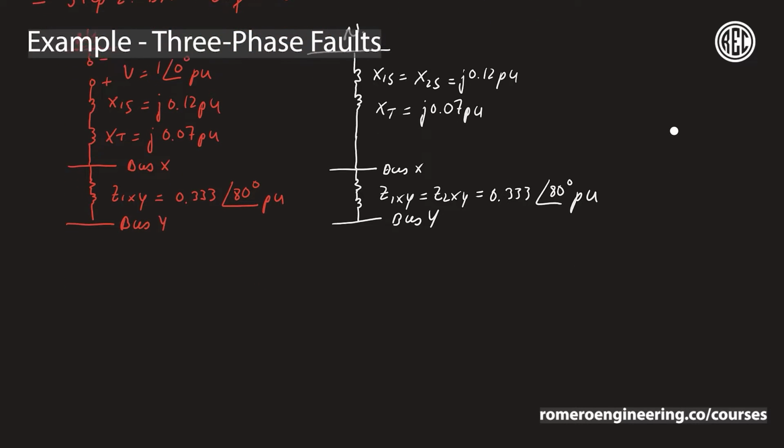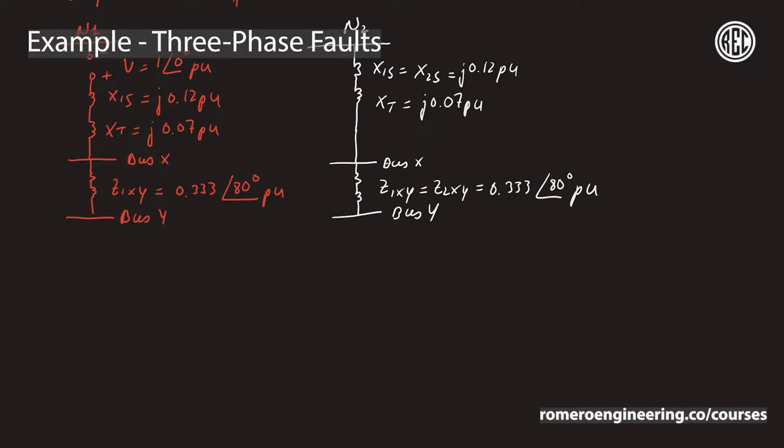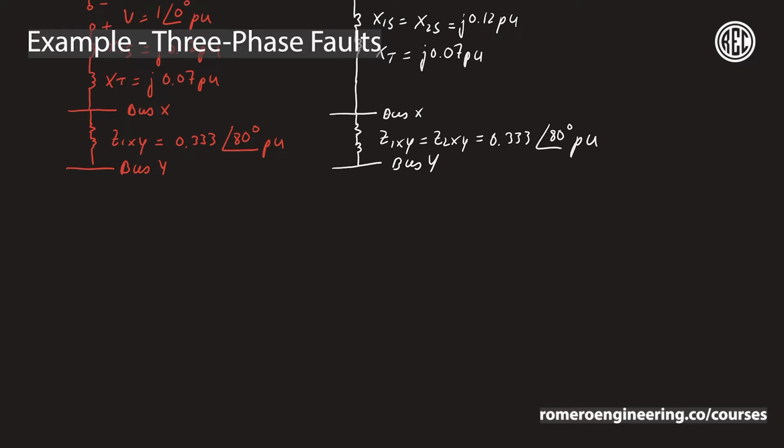Now let me move this up again and let's switch colors again so that we don't confuse them. So now we have to draw the zero sequence network. So we have the neutral over here, and then we have the transformer XT, then we have the bus X over here, we have our feeder, so this is bus X, bus Y, and then our feeder over here. So this is going to be Z0XY, which again is equal to 1.000 at an angle of 70 degrees per unit.